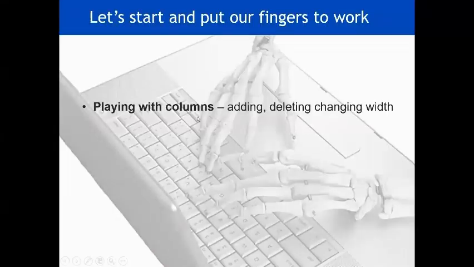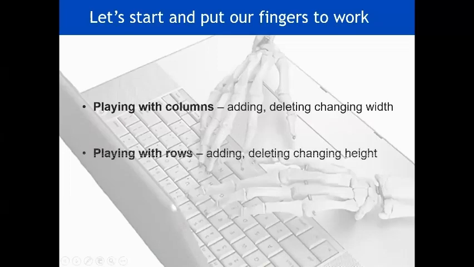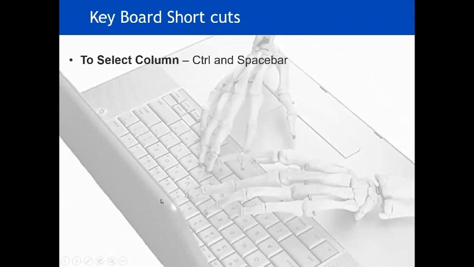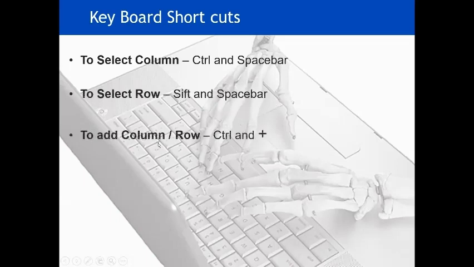So we have gone through playing around with columns, that is adding, deleting, changing the width. Then we have worked on adding, deleting, and changing the row height. And we have also looked at merging the cells. As discussed earlier, these are the keyboard shortcuts. To select the column, Control plus space bar. To select the row, Shift plus space bar. To add a column or row, Control followed by the plus button. And to delete a row or column, Control followed by the minus key.